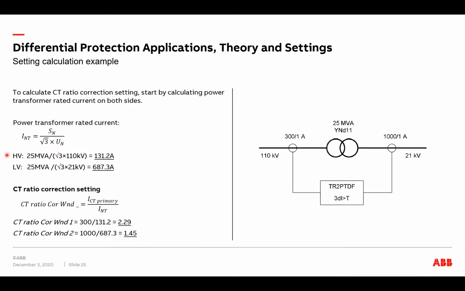We calculate the nominal current of the power transformer on both sides, like this. And then after that, we can put these values into this formula. And we get a CT ratio correction factor here for winding 1 to be 2.29, and for winding 2, 1.45. So this is how the CT ratio correction is calculated, instead of using interposing CTs.